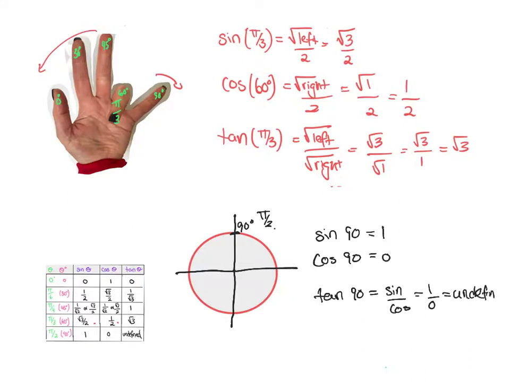So that one's not too hard. That's like 0 degrees. You could probably already do those ones. But you can still use your finger. It'll still work. I just can't bend that one down.